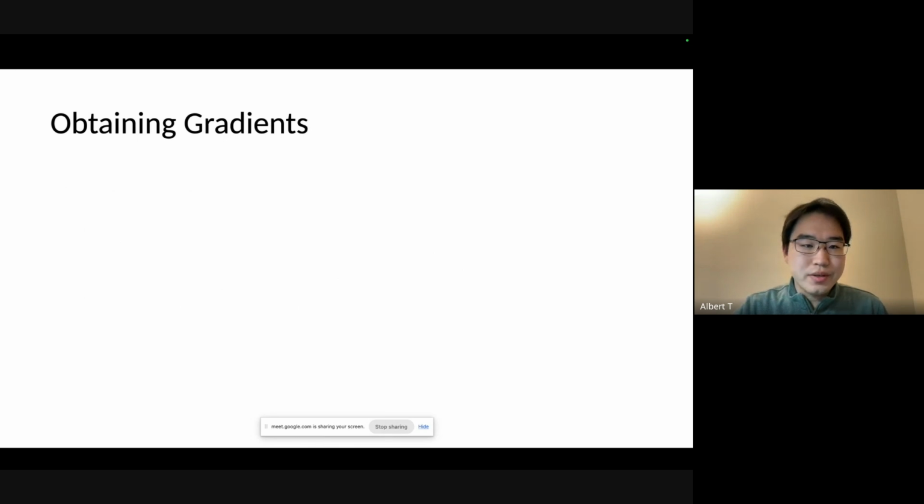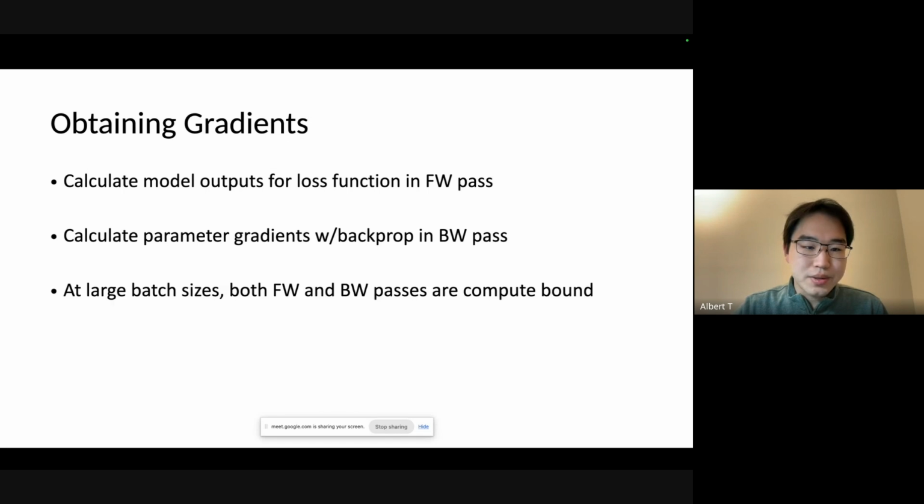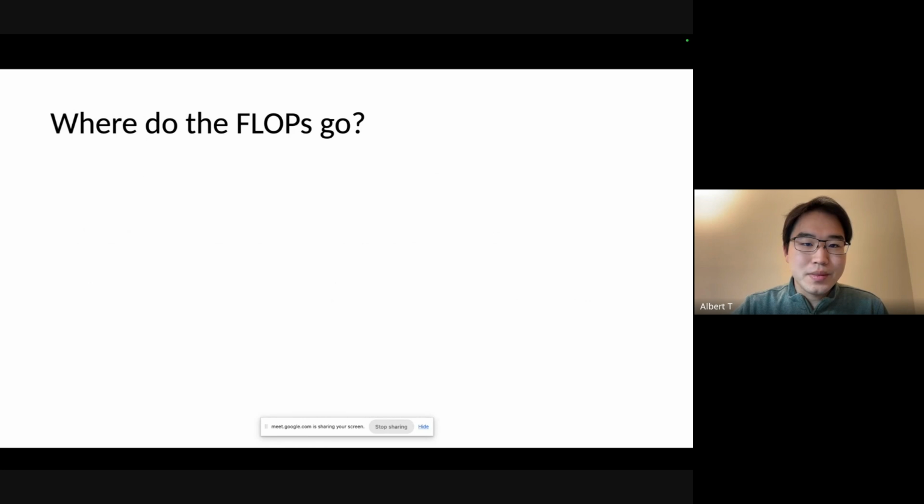To do this, you have to obtain your gradients. To do that, you have your forward pass to get your loss function and your output. Then you backprop and take the derivative of this loss with respect to every single parameter. This is expensive, and I'll show why later. But at large batch sizes, both of these operations are compute bound, which means that we can accelerate them with these low precision data types. Pre-training falls under a large batch size regime, so it's also compute bound.